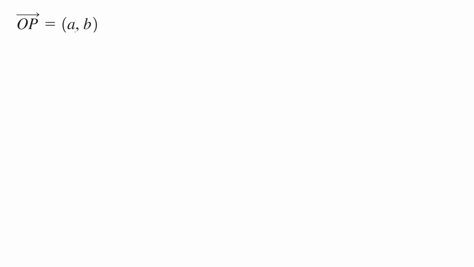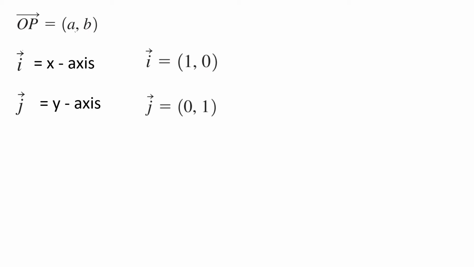Unit vector i represents the x component, while unit vector j is going to represent the y component. Now, these two unit vectors have a magnitude of 1 and they lie along the positive x and y axes. That's why the magnitude for i, representing the x component, is 1, while the y component for i is going to be 0.